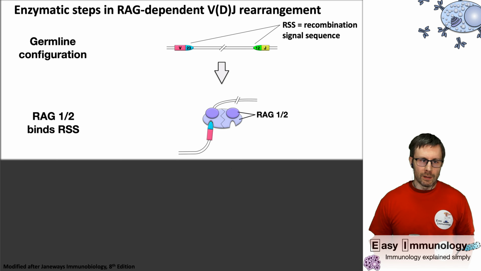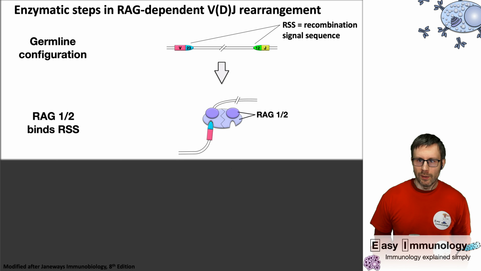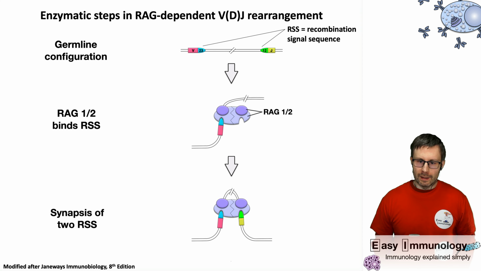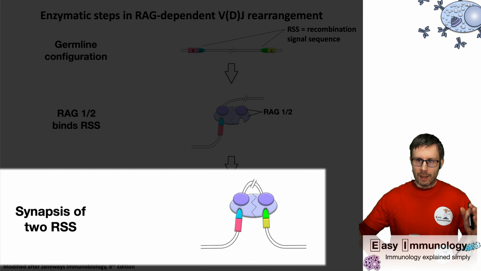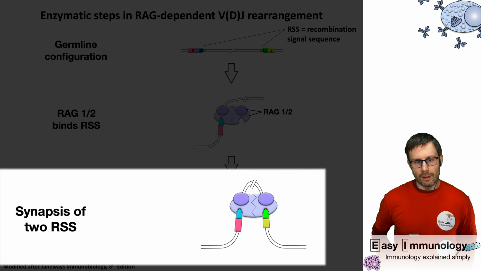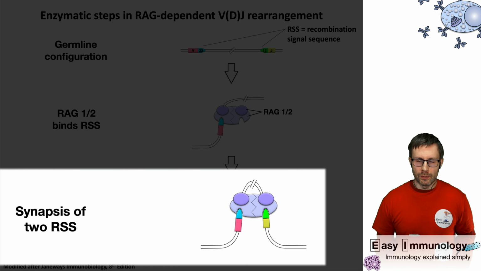This is abbreviated Rag 1, 2, and this has binding sites for these RSS sequences. And what happens? This Rag molecule has 2 binding sites. First, it binds the blue RSS belonging to the V segment, and then it binds the green RSS belonging to the J segment. And this results in both segments that were chosen to be combined being located very close to each other and fixed to each other in a certain 3-dimensional orientation, so that here the genes can be cut and put together.